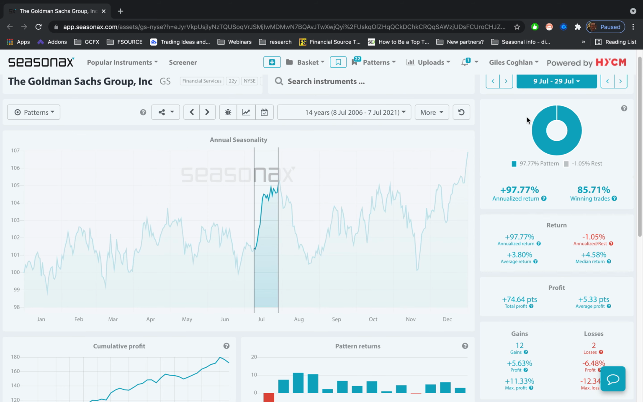Now, key trade risk. If there was a sharp sell-off in US stocks, this could initially spill over into Goldman's share price on any deeper risk-off moves.